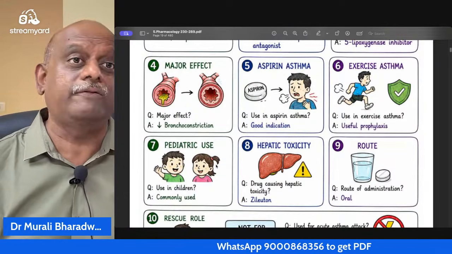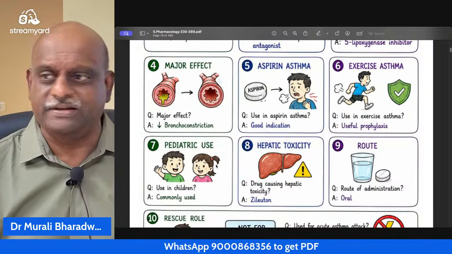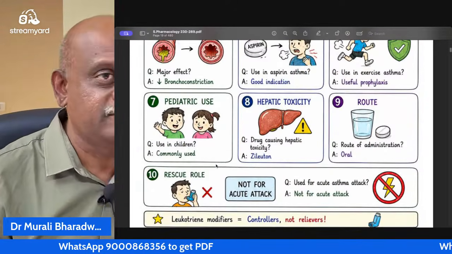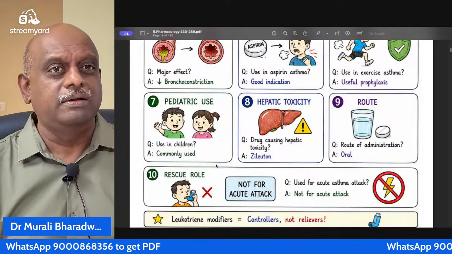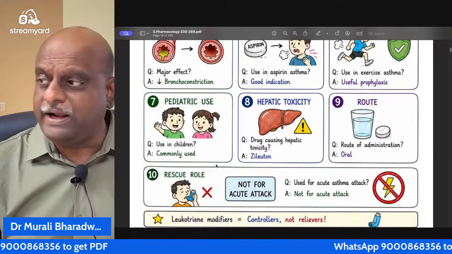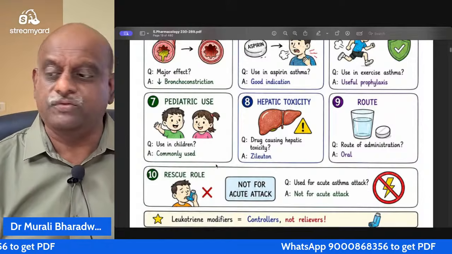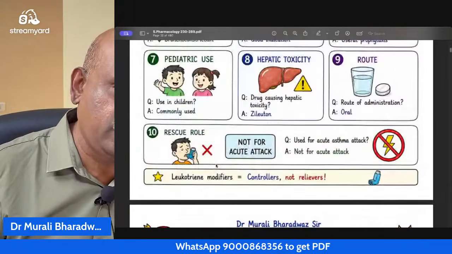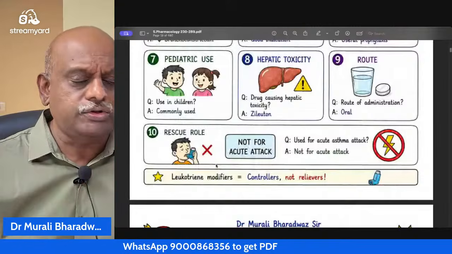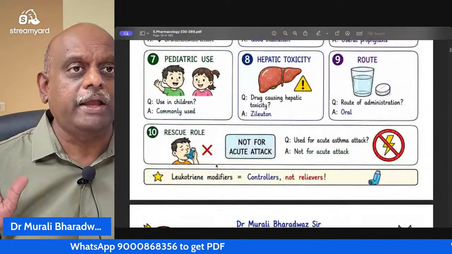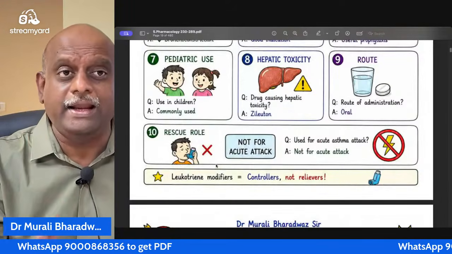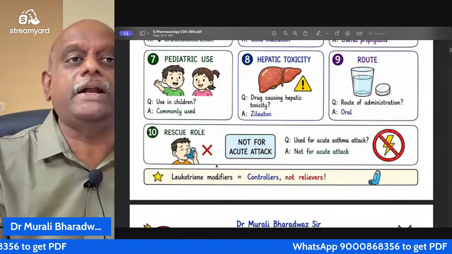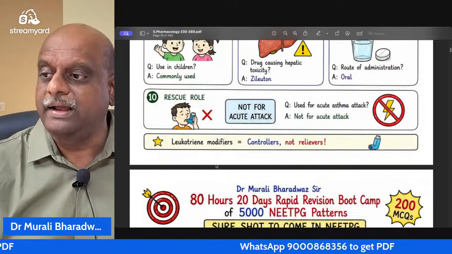There is also a lot of role for montelukast, etc. Similarly, in the pediatric population, leukotriene antagonists are good. Zileuton is known for hepatic toxicity, is what you have to basically remember. And these leukotriene antagonists are not useful for acute asthma. In acute asthma, only beta 2 agonists, right?